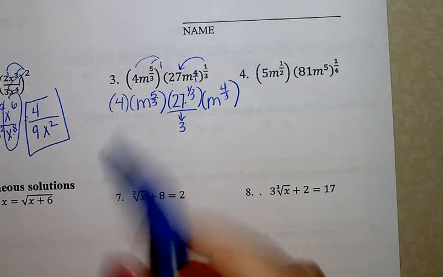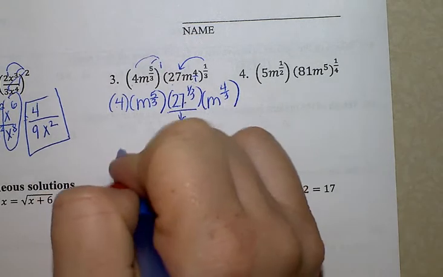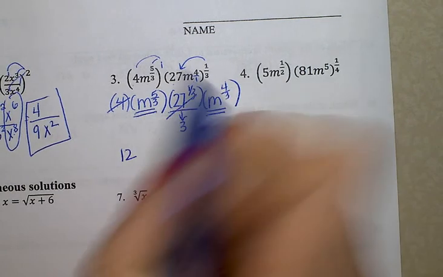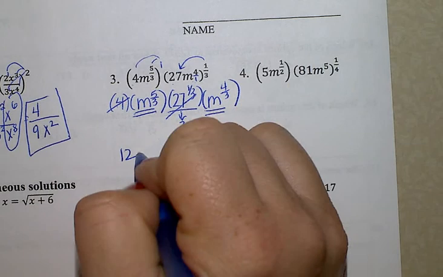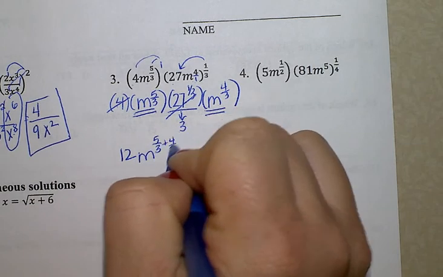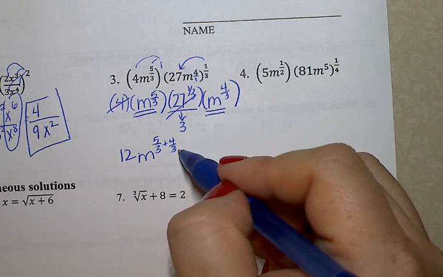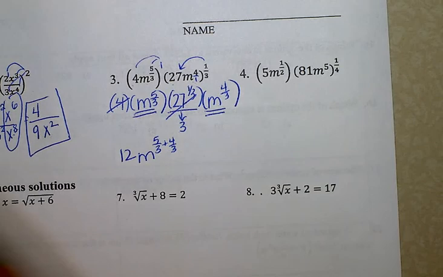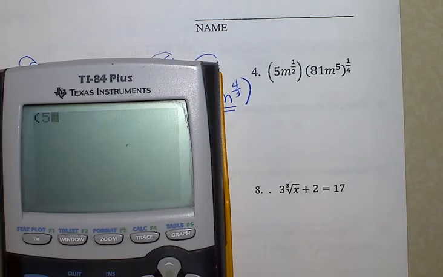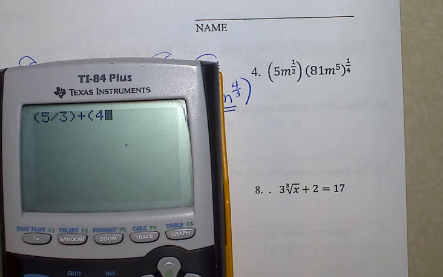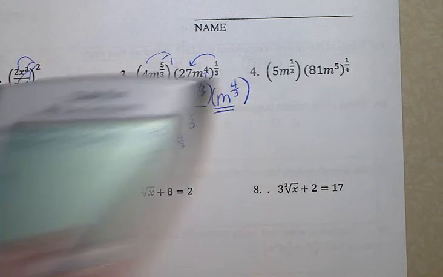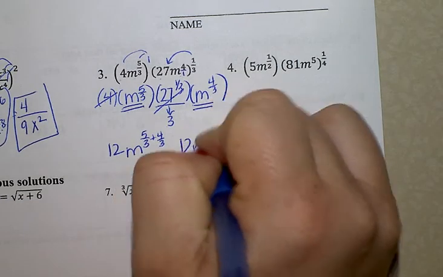Now I'm going to combine like terms. 4 times 3 is 12. I've taken care of these portions. Now I'm going to combine these two portions. Same base and multiplying, I'm going to add the exponents. So I want to add 5/3 and 4/3, and most people are going to be able to do that in their head because you already have a common denominator. But again, maybe you're stressed out, you're taking a test, grab the calculator. 5/3 plus 4/3. Hit math, fraction, enter, and the answer is 3. So this final answer is 12m to the 3rd. Done.